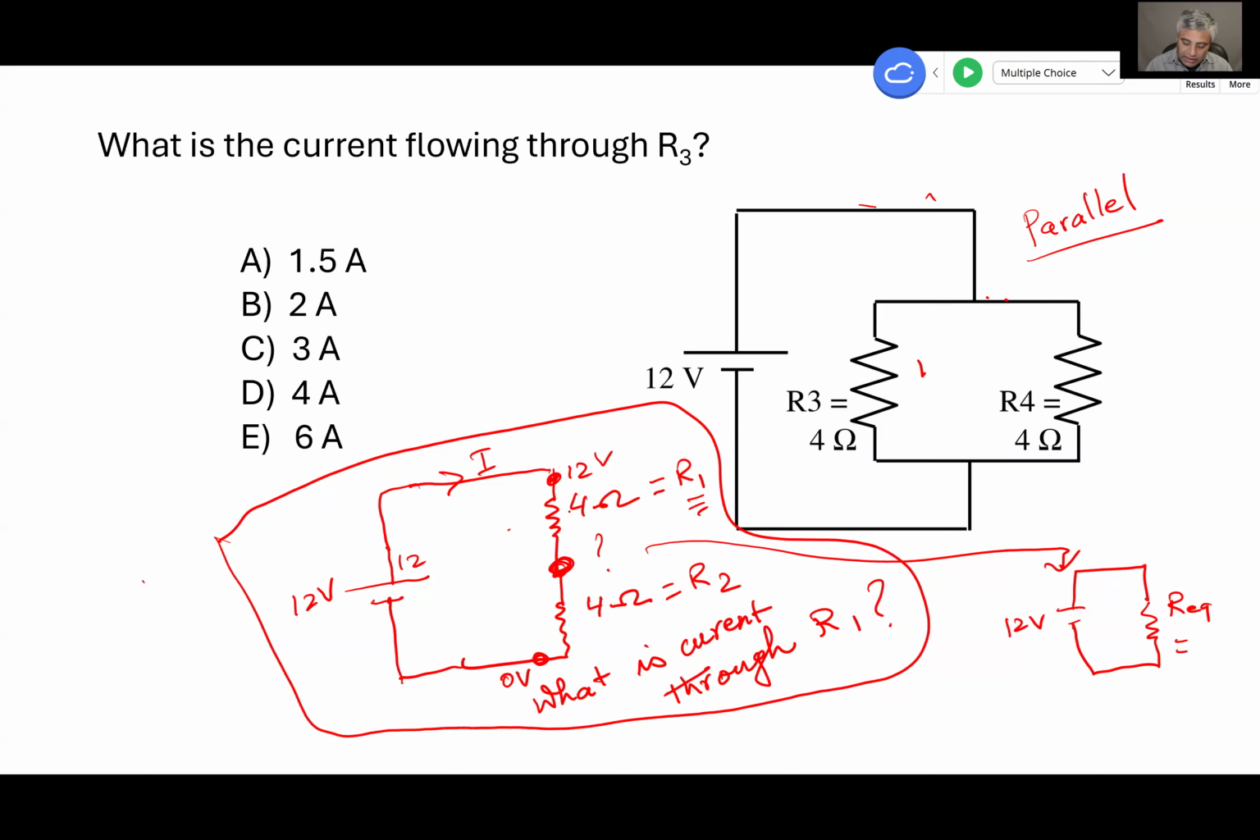And R equivalent in this case, they being in series, we have just 8 ohm. 4 plus 4 is 8 ohm. So now we know this and we know that. So that means only one resistor now, which means the current is this voltage divided by R equivalent. Maybe I should write delta V formula first, and then now 12 divided by 8 means 1.5. So it looks like A is the correct answer here.